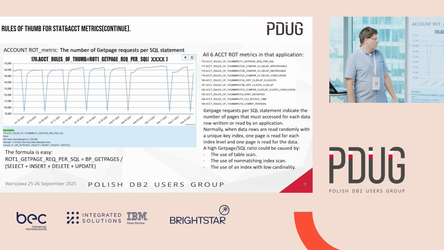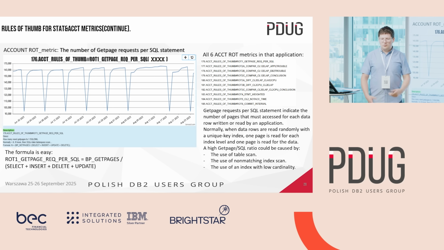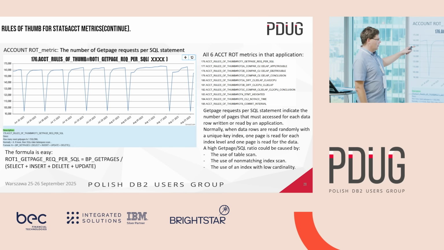A lower value of the get page SQL ratio could be caused by the use of table space scan, as is more usual. The use of a non-matching index scan, maybe a stage 2 index scan, and the use of an index with low cardinality are the main reasons for a high value. But I don't know, in this chart the values are too high. I developed this formula.